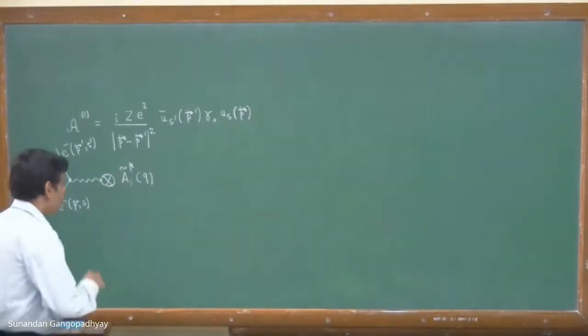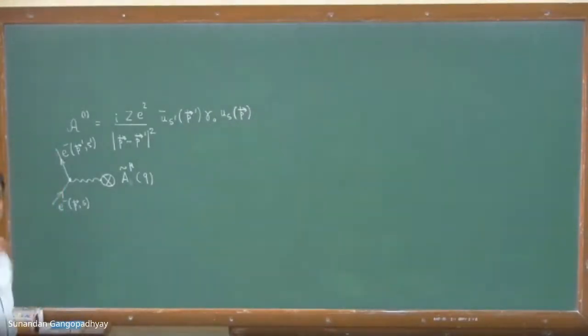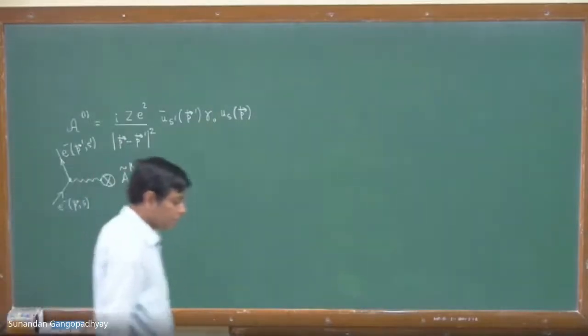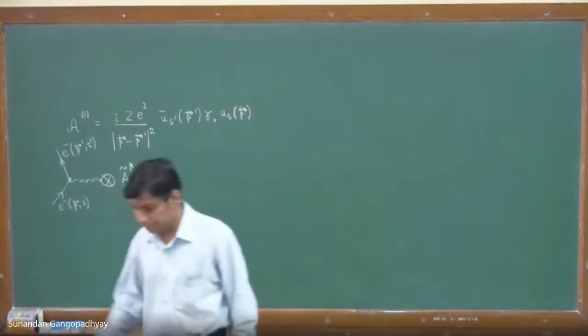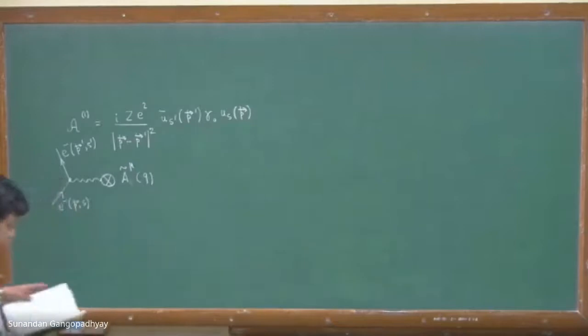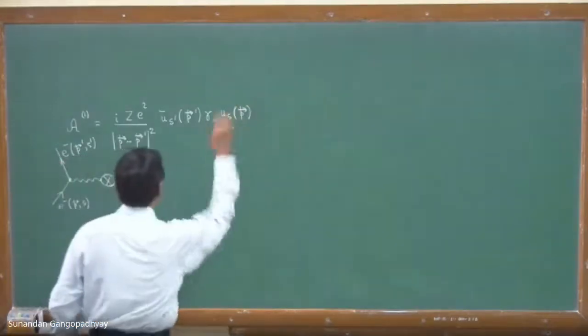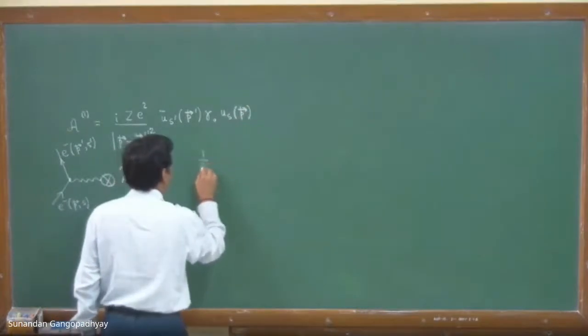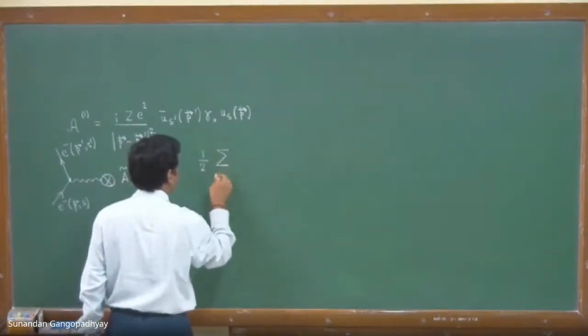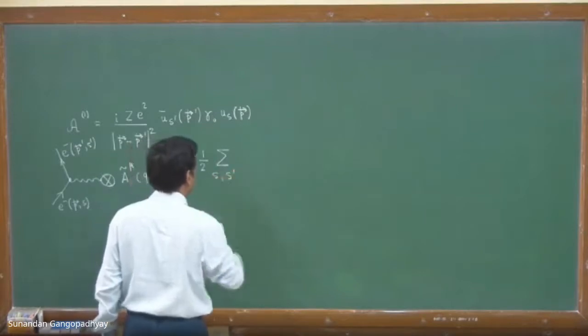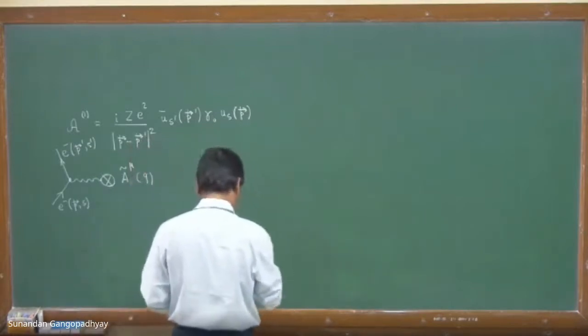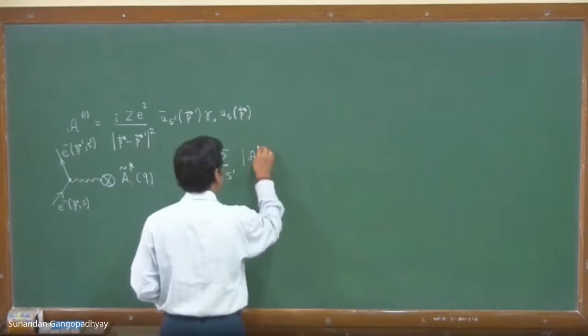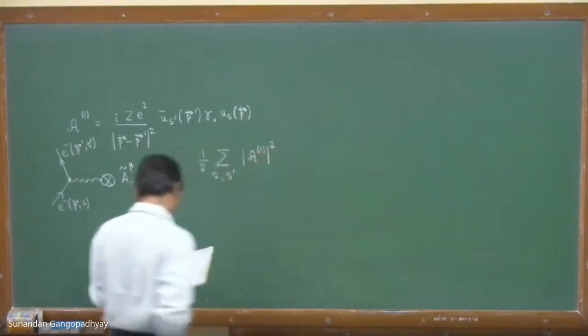What we shall do today is look at relativistic scattering and try to take into account the relativistic correction to the scattering cross section. For that, we need to calculate this object.